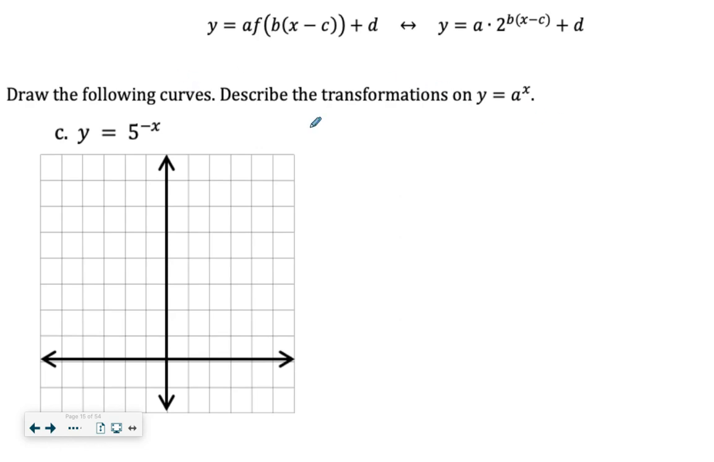Now, if we think about this 5 to the negative x, this would be the same as if I start with 5 to the positive x, and this negative sign is like being on the inside of the function. So we said a negative on the inside was a reflection across the x-axis. So I'm going to take 5 to the x and reflect across the x-axis.